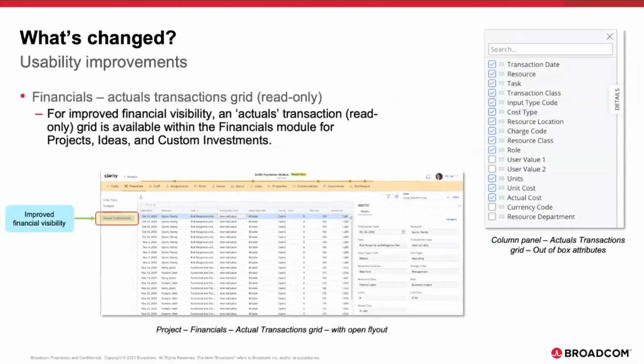Financials, the actual transaction grid for improved financial visibility. We've included this actual transaction grid. It's read-only in this release. We certainly will improve upon that for projects, ideas, and custom investments. The right-hand side shows the column panel associated with that. You can bring in any kinds of things that you want into the grid. This is a fully functioning, quote unquote, common grid component with export to CSV, group by, sorting, filtering, the flyout, etc. Save views.